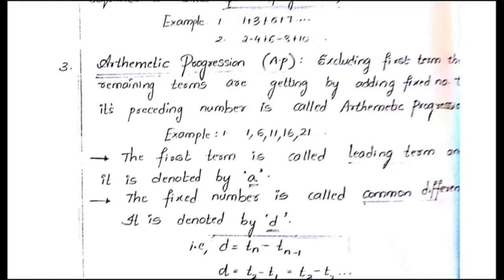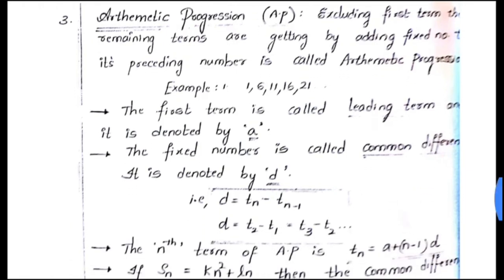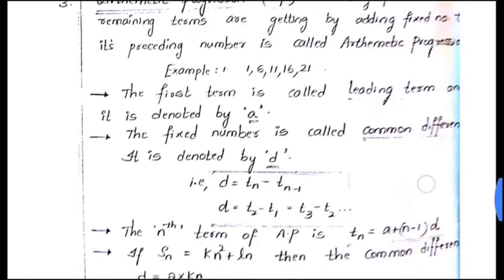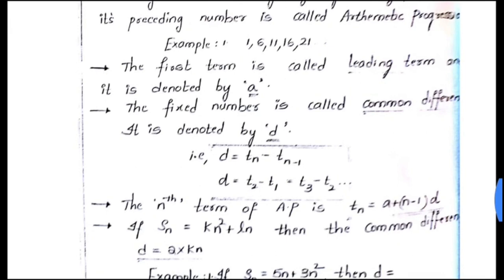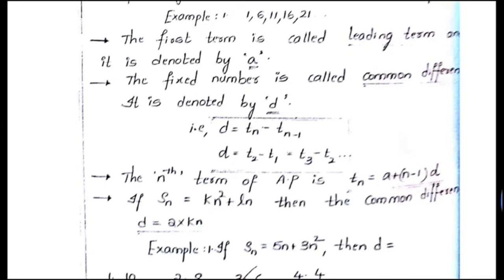The first term is called the leading term because it is leading the progression, and it is denoted by small a. The fixed number is called the common difference, because it is the common difference between any two consecutive numbers. It is denoted by d. How will you get d? d is equal to Tn minus Tn minus 1. Whichever term you take, that term minus its preceding term is the common difference. So d is equal to T2 minus T1, or T3 minus T2, or T4 minus T3, like that.